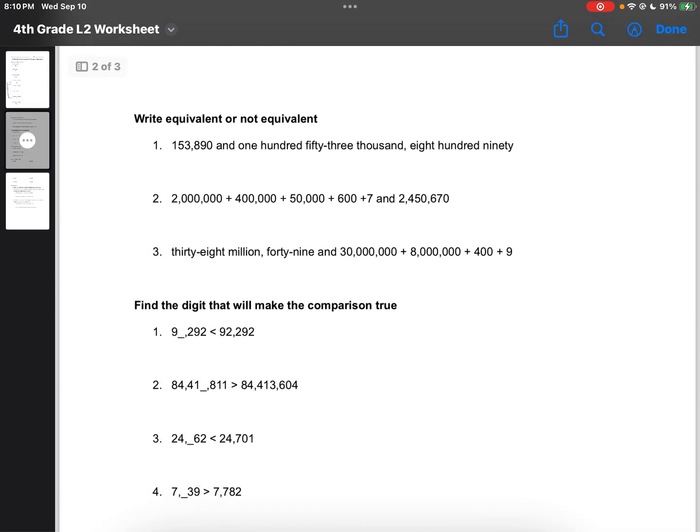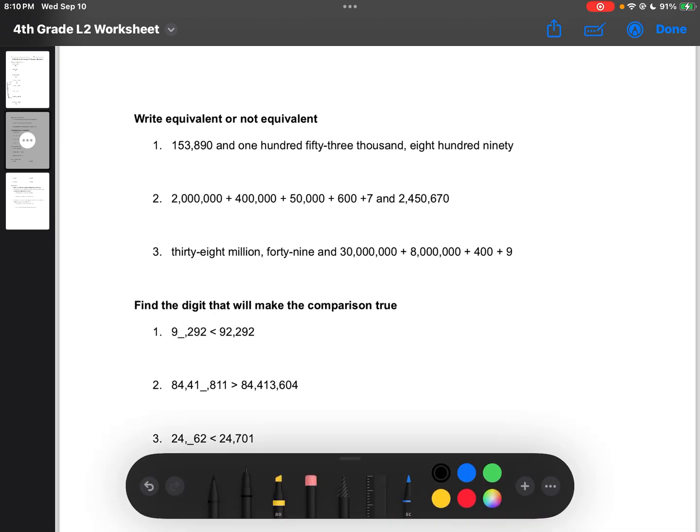Alright, next section. This is write equivalent or not equivalent. Alright, so we have 153,890 and 153,890. So yeah, we can tell that they are equivalent. Sorry if my handwriting is bad.